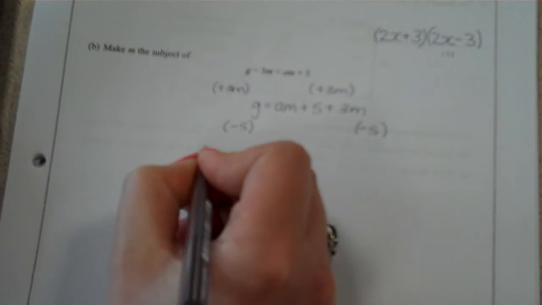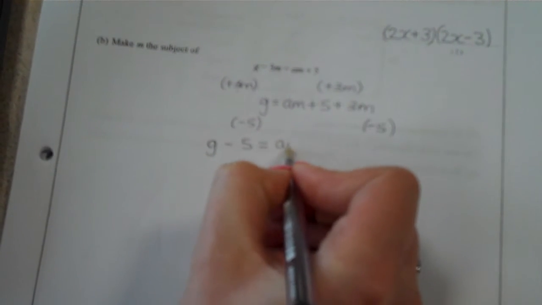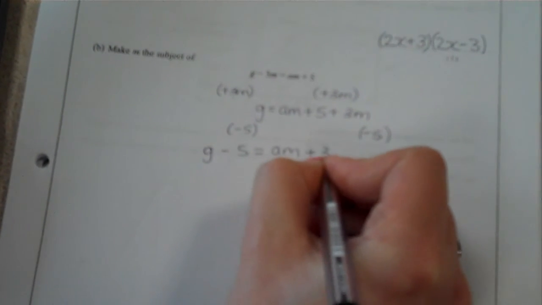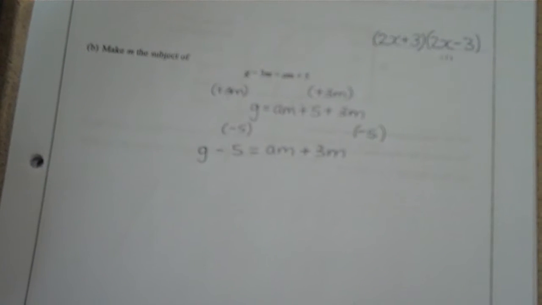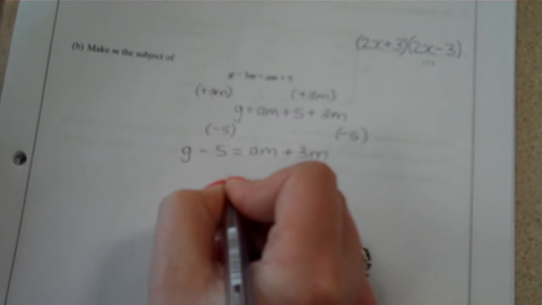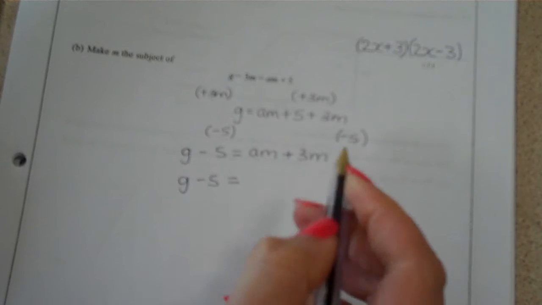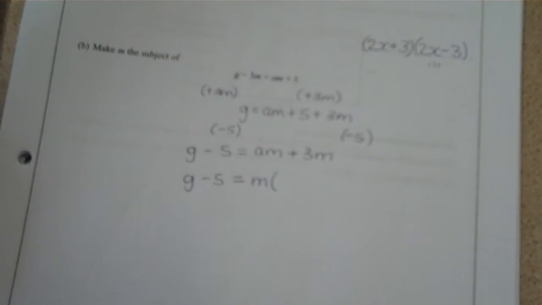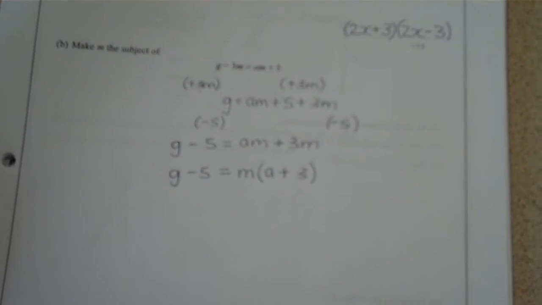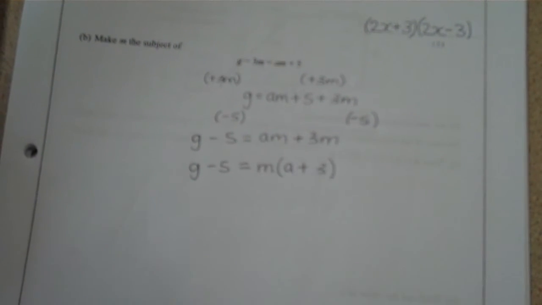So on the left-hand side, g minus 5. On the right hand side, the am is still there, the plus 5 and the minus 5 cancel each other out, and then the 3m is still there. So the key to moving any further forwards than that is to factorise my right hand side. The left hand side isn't going to change, but what I can spot with these two terms is that m is common to both. So the m can come outside my bracket, and the a plus 3 then needs to stay inside a bracket, and if you were to multiply that out, you'd get the am and the 3m.